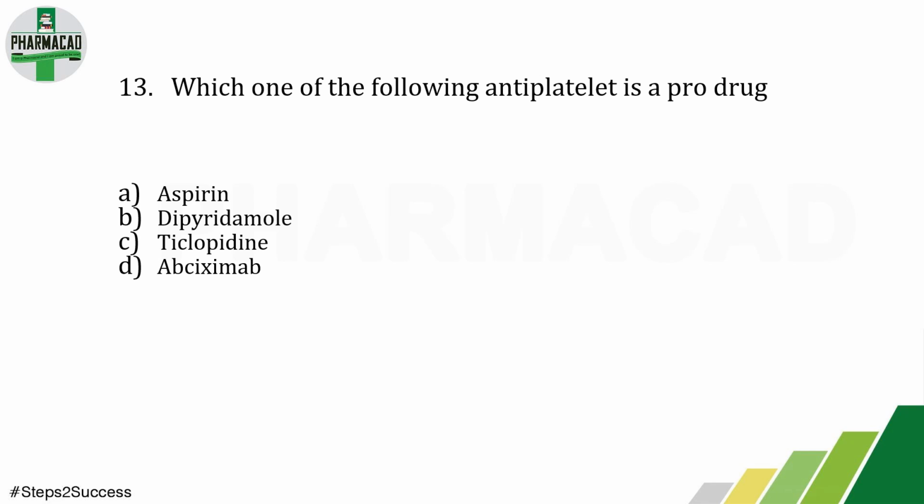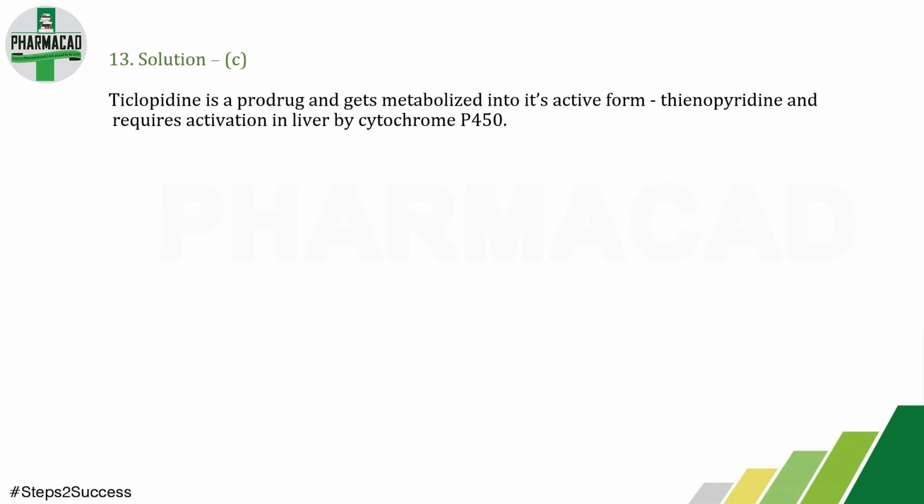Next question, which of the following antiplatelet is a prodrug? The options include aspirin, dipyridamole, ticlopidine and apixaban. So the correct option here is option number C, that is ticlopidine. Ticlopidine is a prodrug and it gets metabolized into its active form, that is thienopyridine, and it requires activation in the liver by cytochrome P450. Hence, only ticlopidine is a prodrug while the others are not prodrugs and do not need activation.